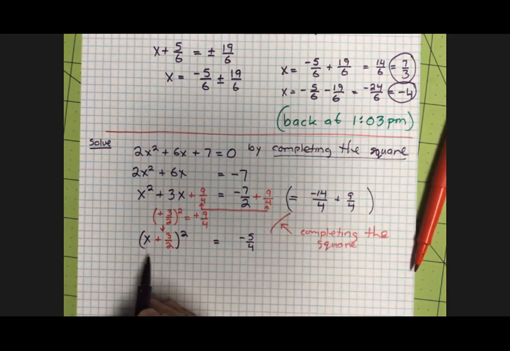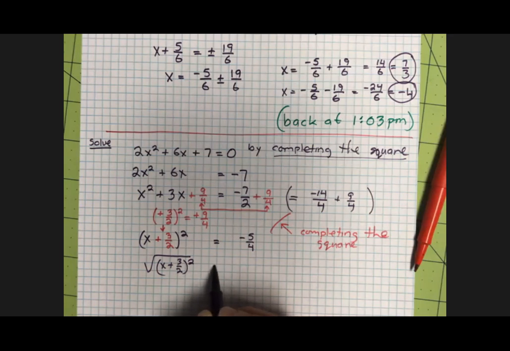Now I got to use a square root property to find out what x is. X plus 3/2 squared equals plus or minus the square root of negative 5/4. Now I got some work to do. I understand the square root of 4. That's nice. But square root of 5, no perfect squares inside that. I just have to leave it as is. But the square root of -1, that's the i.